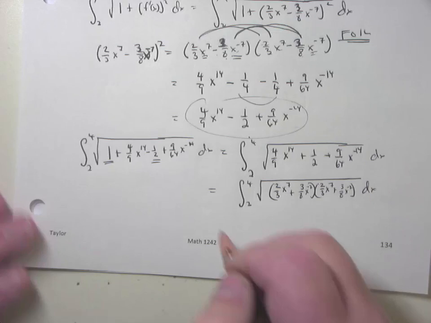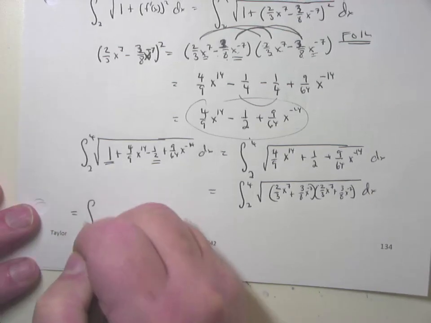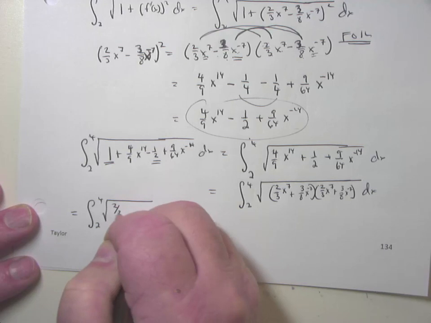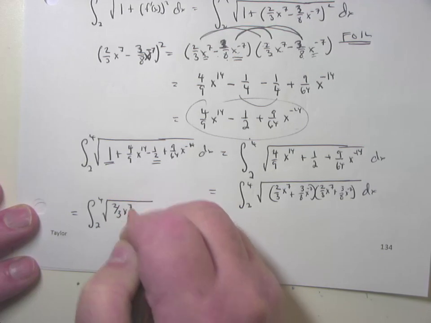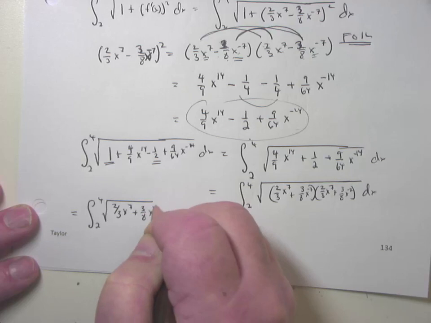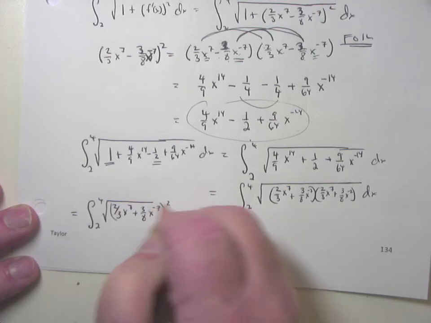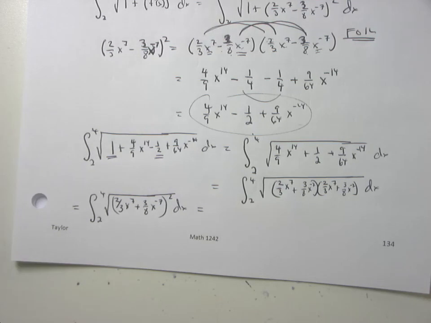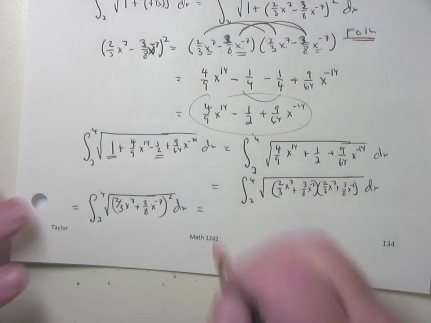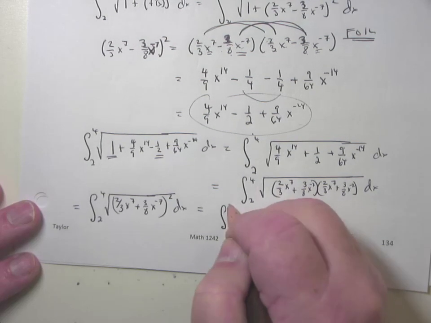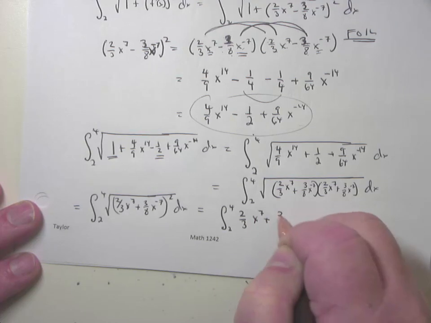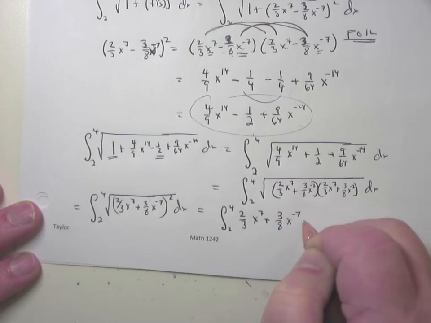So this turns into the integral from 2 to 4 of the square root of 2/3 x to the 7th plus 3/8 x to the negative 7th squared dx. Does that make sense? And what does the square and the square root do to each other? Cancel out. So this turns into the integral from 2 to 4 of 2/3 x to the 7th plus 3/8 x to the negative 7th dx.